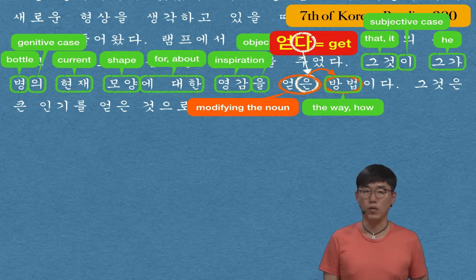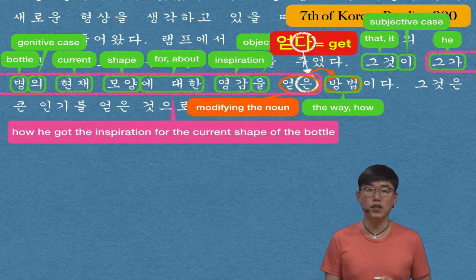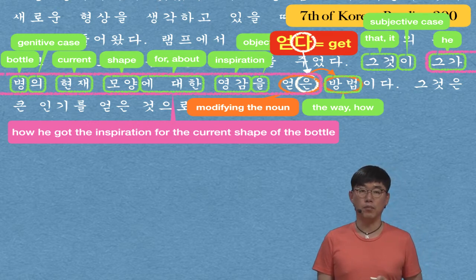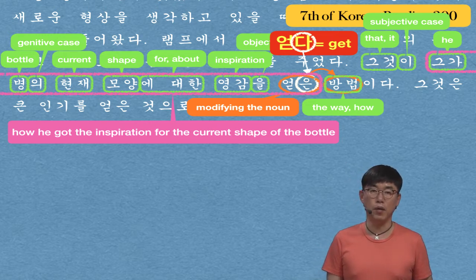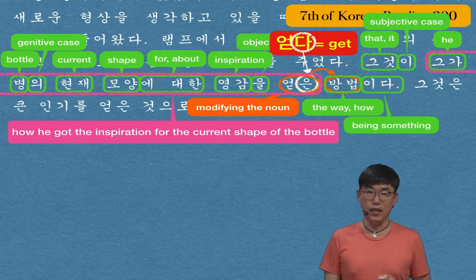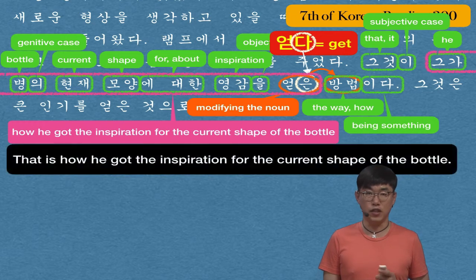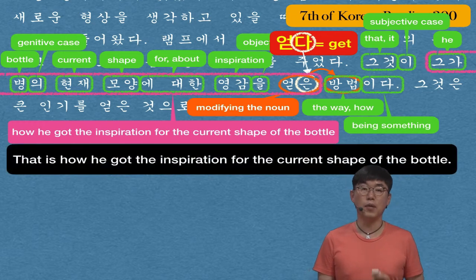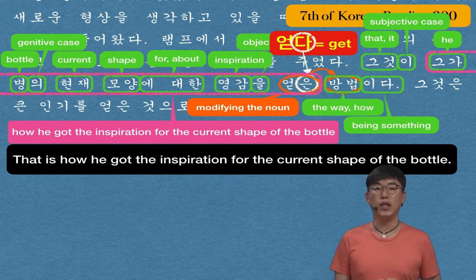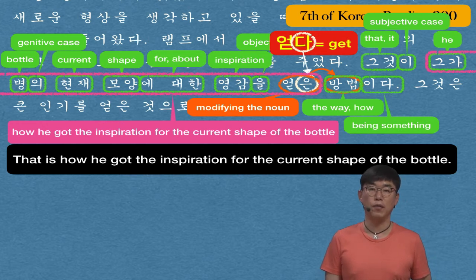way or how. So 그가 병의 현재 모양에 대한 영감을 얻은. These seven words are modifying the noun 방법. So 그가 병의 현재 모양에 대한 영감을 얻은 방법 is how he got the inspiration for the current shape of the bottle. And 이다 is the predicate form of being something. So 그것이 그가 병의 현재 모양에 대한 영감을 얻은 방법이다. That is how he got the inspiration for the current shape of the bottle.